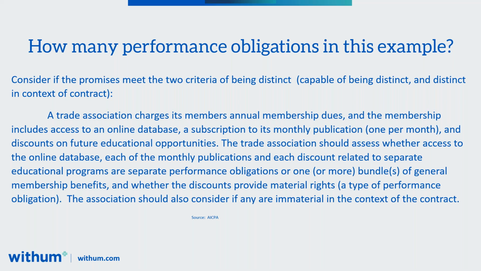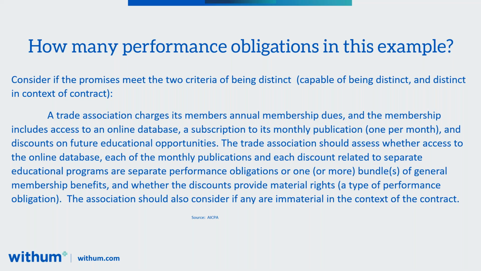So here's an example for you. How many performance obligations could there be in this example? Our example here is a trade association that charges its members annual membership dues. And in return for that, the members get access to an online database, a subscription to a monthly publication, and discounts on future training and educational opportunities.